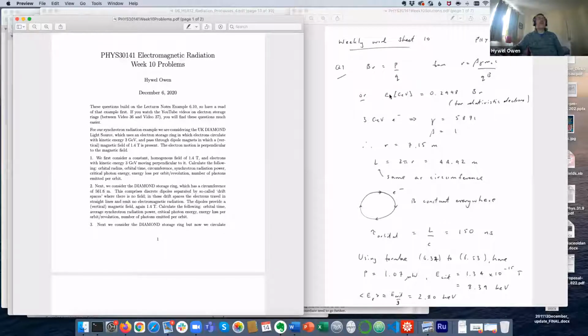BR times 0.2998 is the same thing as the energy of the electron in GeV. Remembering that this energy, it doesn't really matter much if it's the kinetic energy or the total energy, because they're almost the same value for very relativistic electrons. So we can use either of these two formulae. We'll basically get the same answer.